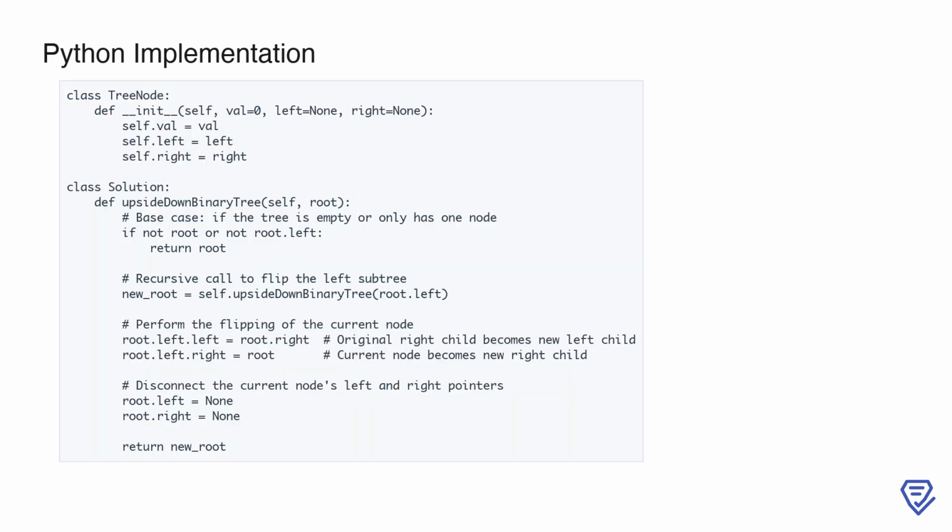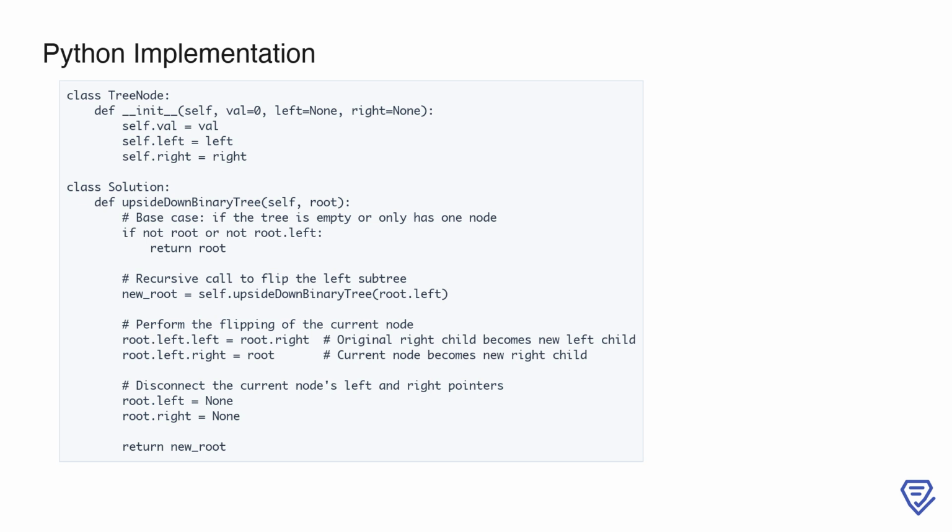This Python implementation solves the problem of flipping a binary tree upside down. The goal is to make the leftmost leaf the new root of the tree, while rearranging the nodes as described in the problem. The process is implemented recursively in the upsideDownBinaryTree method.